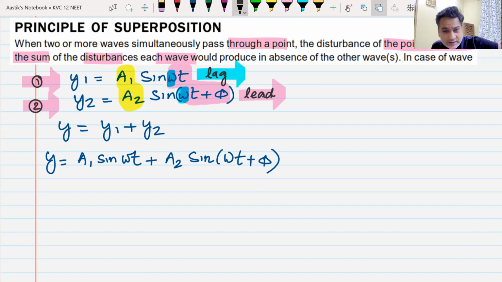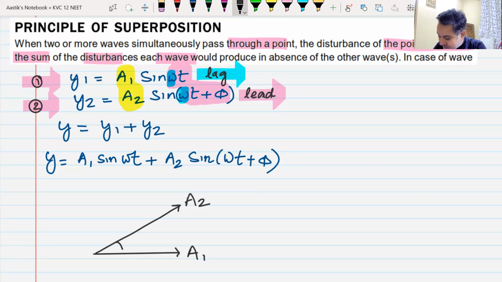We see that we have a lagging wave. So what we do is we draw the lagging wave. We only draw the amplitude of the lagging wave. So we draw A1 as a horizontal line. And then since the other wave is leading, meaning ahead, we draw the other wave, only the amplitude, like this. Remember, it is leading. Anti-clockwise angle is positive. Positive angle means it is leading. Therefore, I have drawn A1 as horizontal and A2 at an angle phi.